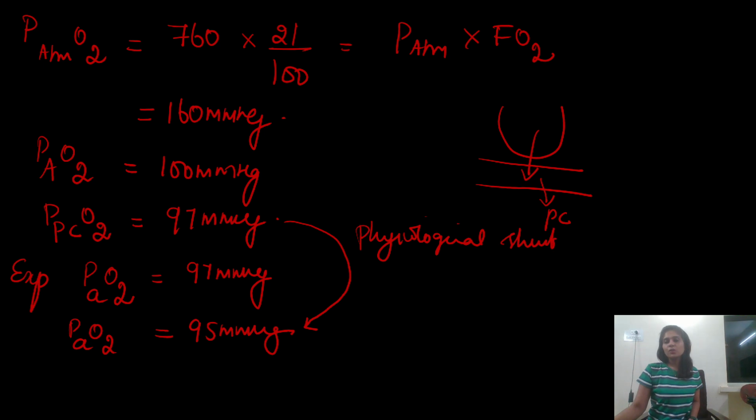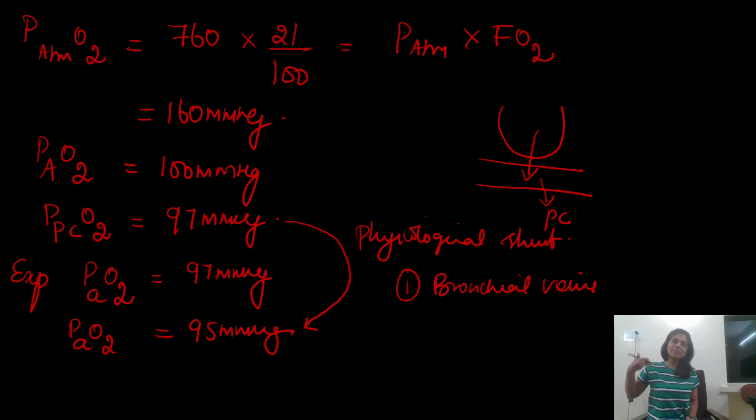So what accounts for this physiological shunt? Bronchial veins. There are two reasons for this reduction. One is bronchial veins carrying deoxygenated blood drains directly into pulmonary veins. What do you expect a vein to do? If it's a vein carrying deoxygenated blood, it should have entered into the right side of the heart. It should have come out as pulmonary artery blood. It should have reached lungs, then it should have got oxygenated and then it should have entered into the left side. But what happens is some bronchial veins carrying deoxygenated blood drain directly into pulmonary veins, causing a reduction in the partial pressure of oxygen.